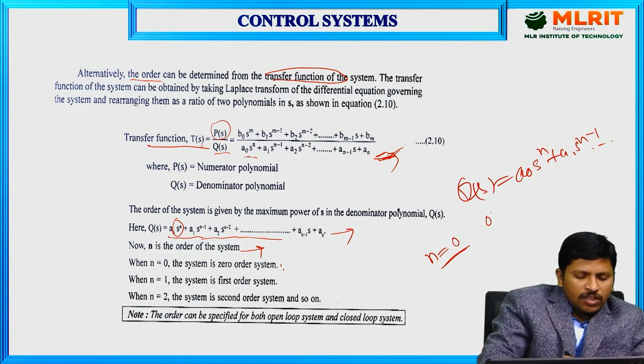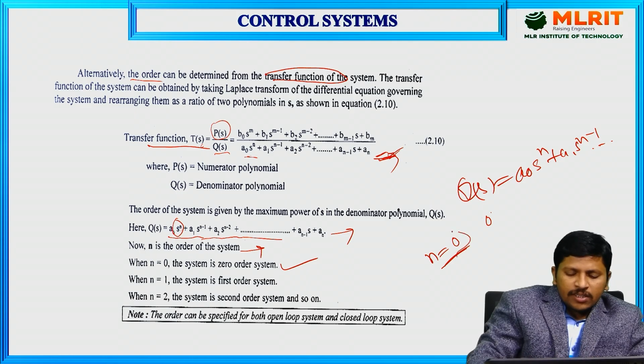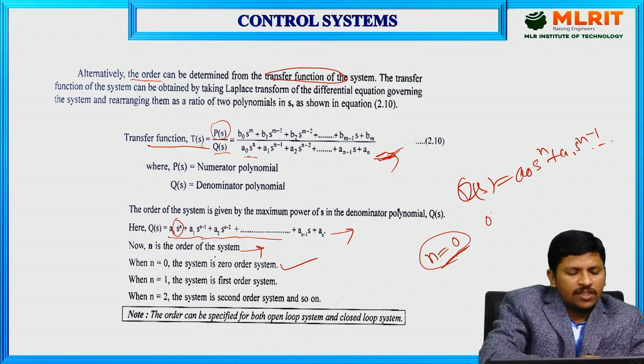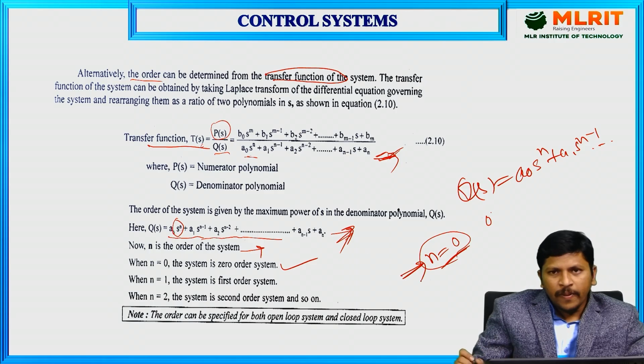When n equals 0, the system is going to be a 0th order system. If you substitute 0 in place of n, s power of 0 means there are no s terms available in the given equation. So when we apply n equals 0, we get a 0 order system.